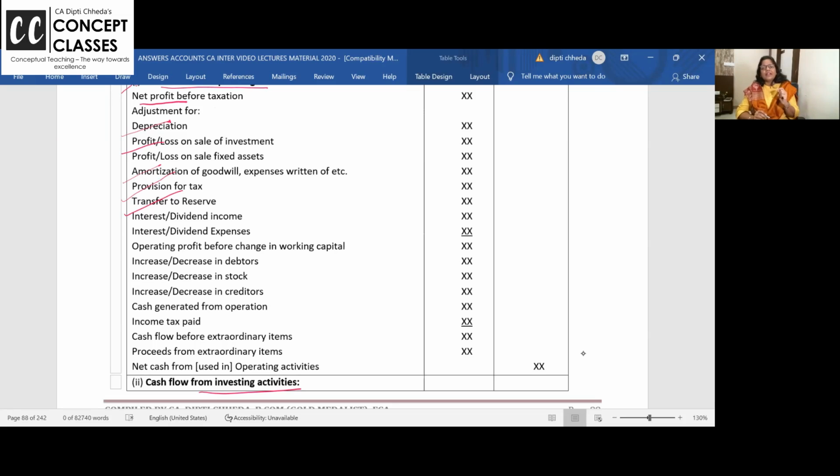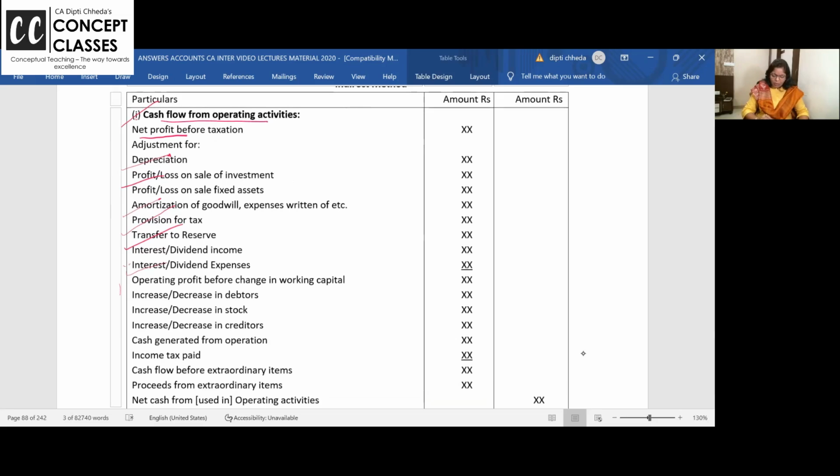Where will you take interest income? In investing activity. If I invest in debentures, I will get income, so here I will not take it. Interest and dividend paid is a cash expense but in financing activity, so add back. You are getting the operating profit before working capital changes. How is the flow of the revision class? Is the speed fine? Are you understanding?